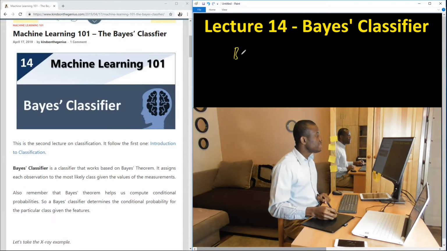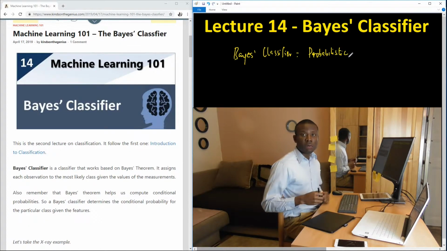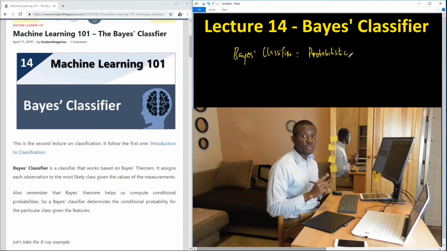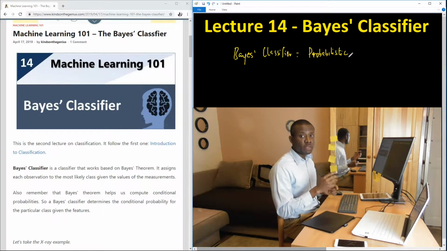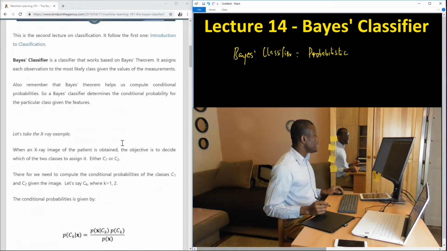So Bayes classifier is called a probabilistic classifier. And now you can see why we mentioned that probability theory is one of the three fundamental theories of machine learning, because now in classification we are going to apply probability theory. Let's now see how it works.